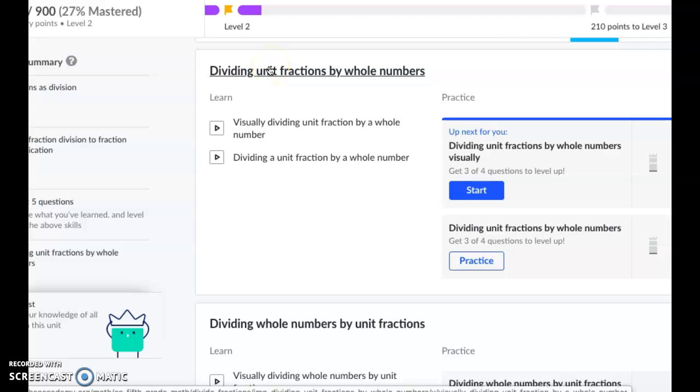Khan Academy, Divide Fractions, subtopic Dividing Unit Fractions by Whole Numbers Visually.